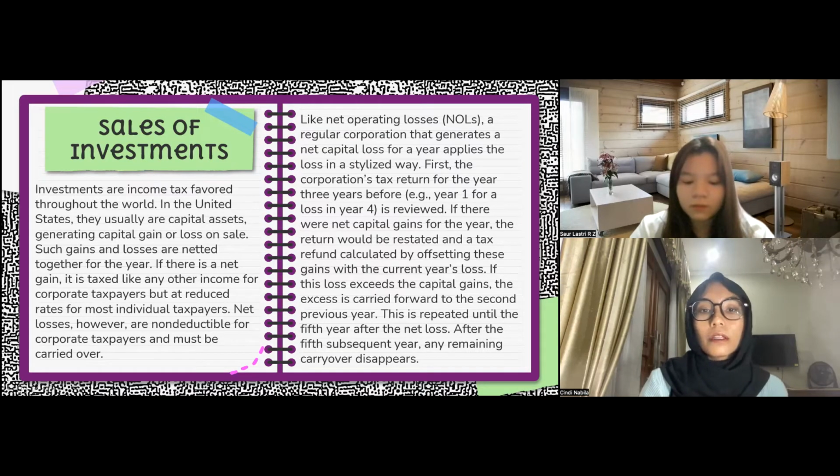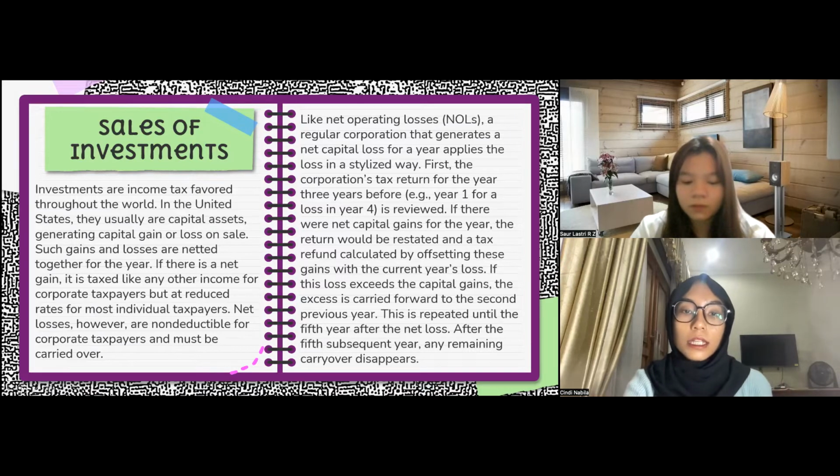Like net operating losses, or NOLs, regular corporations that generate a net capital loss for a year apply the loss in a stylized way. First, the corporation's tax return for the year three years before, for example year one for a loss in year four, is reviewed. If there were net capital gains for that year, the return would be restated and a tax refund calculated by offsetting these gains with the current year's loss.